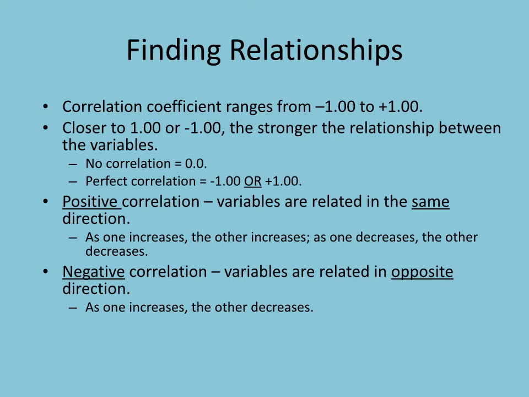Now, a positive correlation, variables are related in the same direction. As one increases, the other one increases. So the more you study, the higher your grades get. And the other, negative correlation, variables are related in the opposite direction. As one increases, the other decreases. So the more time you study, the less amount of sleep you have would be an example of a negative correlation. So a positive correlation, the more you study, the higher your grades. A negative correlation, the more you study, the less sleep you have.